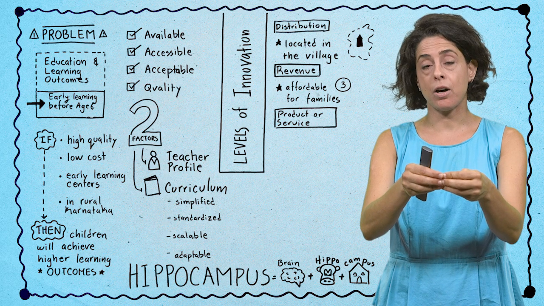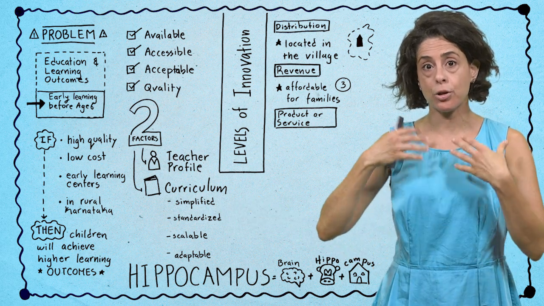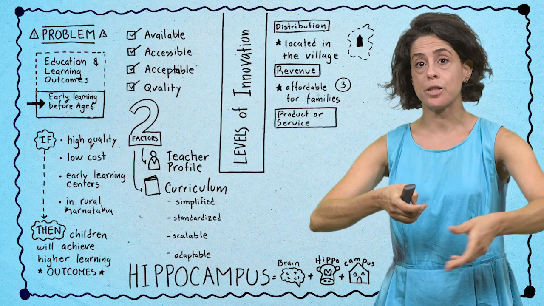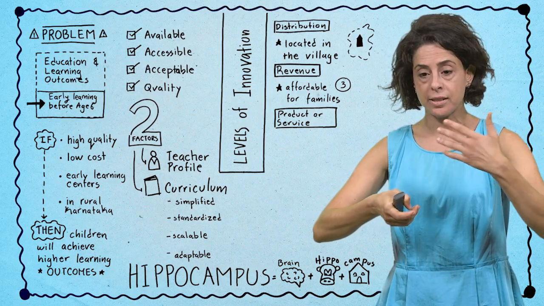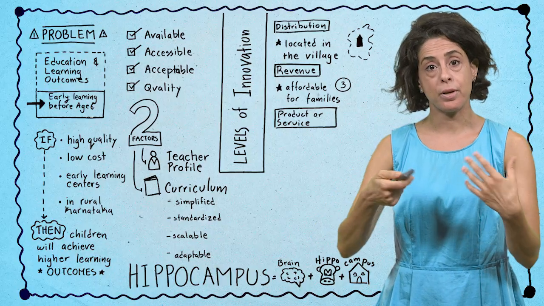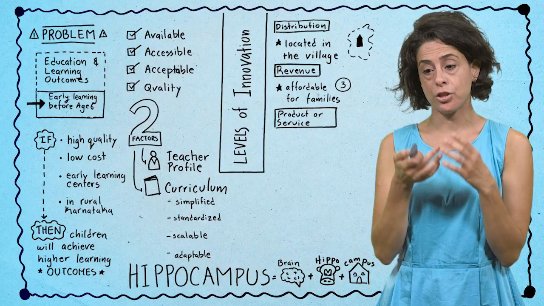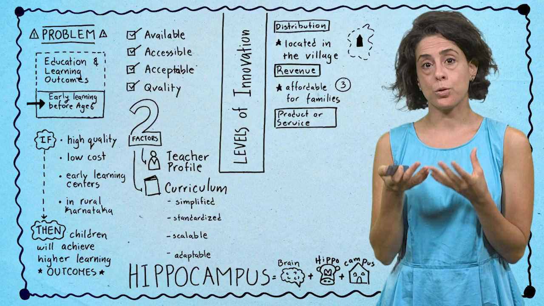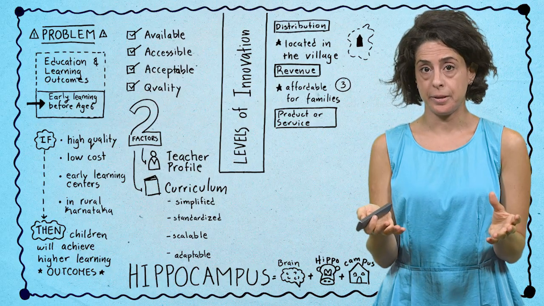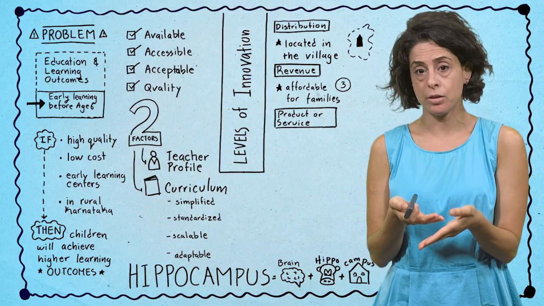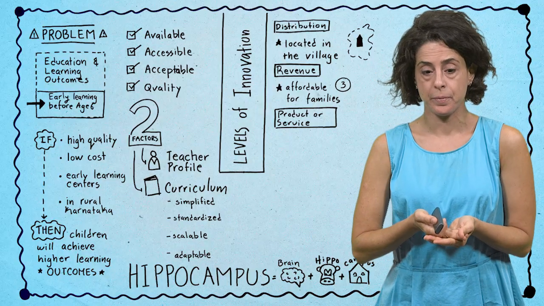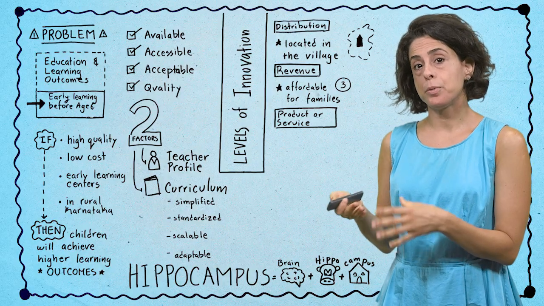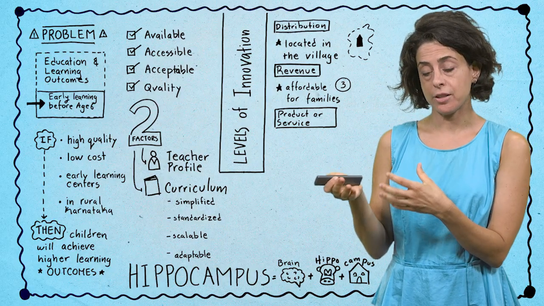And this helped on the distribution level, right? You're going to where the people are. You're reaching the last mile. You're removing the transportation costs. Children can walk to the centers. So that's also part of the revenue model that allowed them to charge a very low price, which was $3 per month, which was affordable for the parents in that community. And they had to keep their costs low to make it financially sustainable. And so that's how they innovated at the distribution and revenue or financial level.